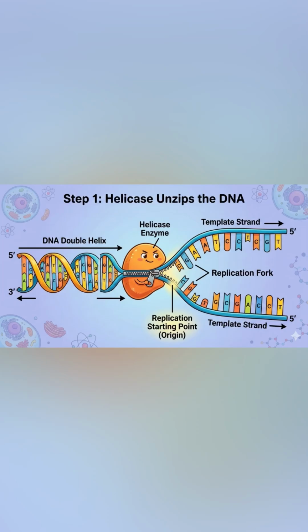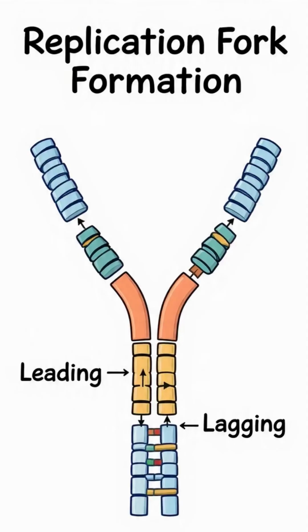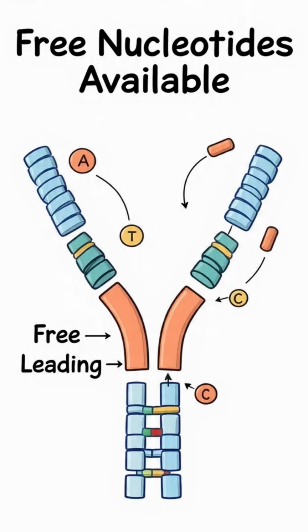Next, replication begins. Helicase, depicted as a cute robot or zipper operator, unwinds the two DNA strands, breaking hydrogen bonds. Then, replication fork formation. The Y-shaped replication fork appears next. This is where the DNA strands separate and new strands start forming. The text "replication fork formation" emphasizes this structure.